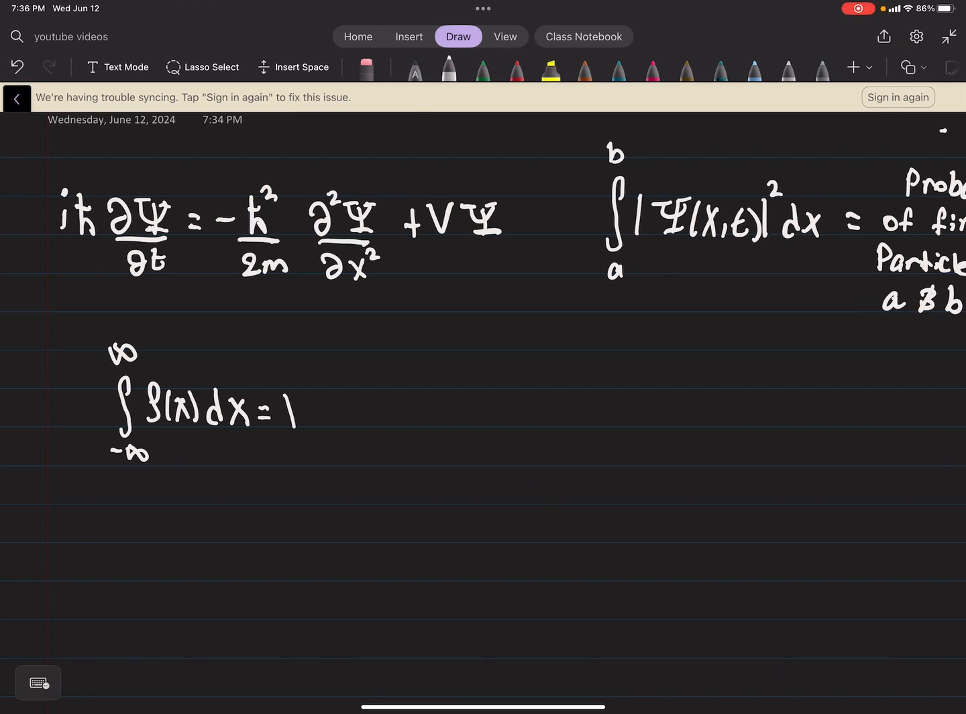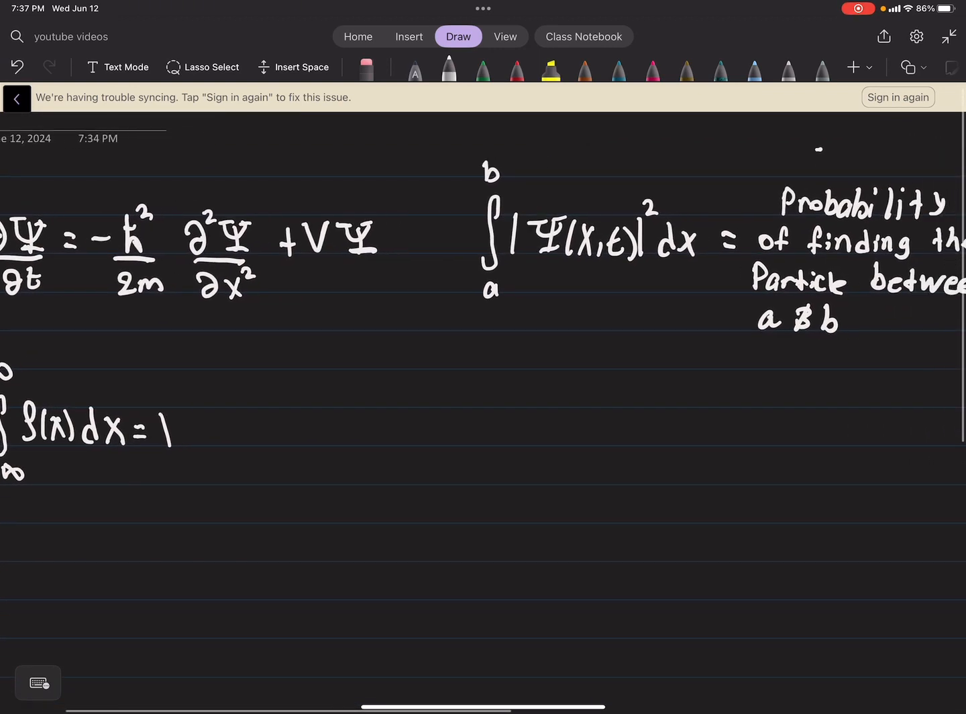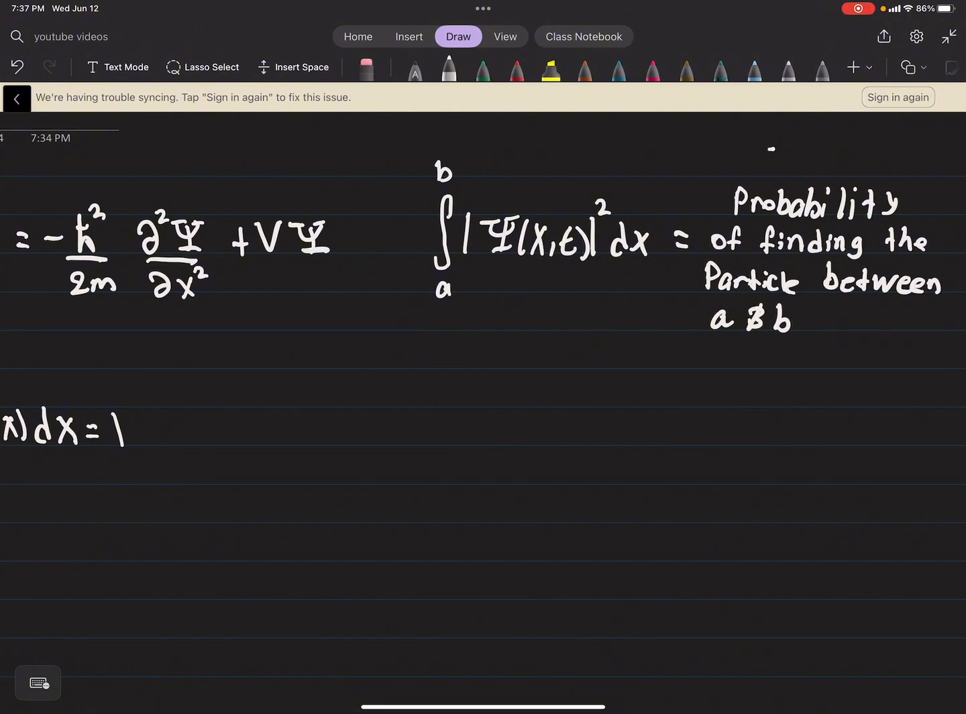And before we get into normalization, let's just talk about where we're at up until this point. So we have this thing called Schrodinger's equation, and the solution to Schrodinger's equation is psi. And we found with the statistical interpretation, I guess we didn't find it, but we talked about it, that psi, or at least the square of it, represents the probability of finding the particle between A and B when you integrate over that region.